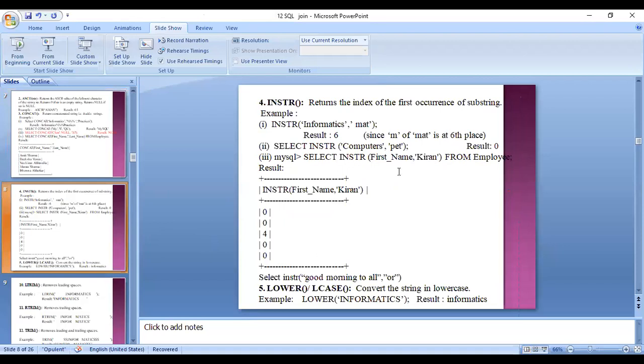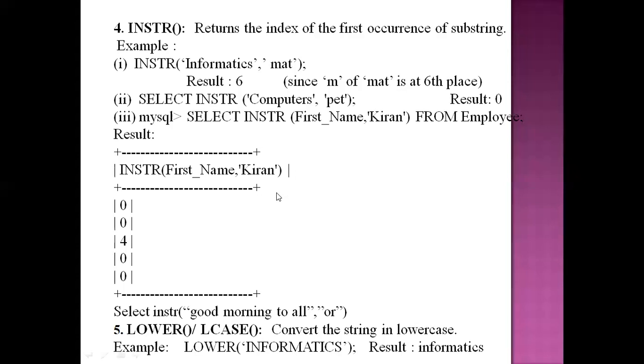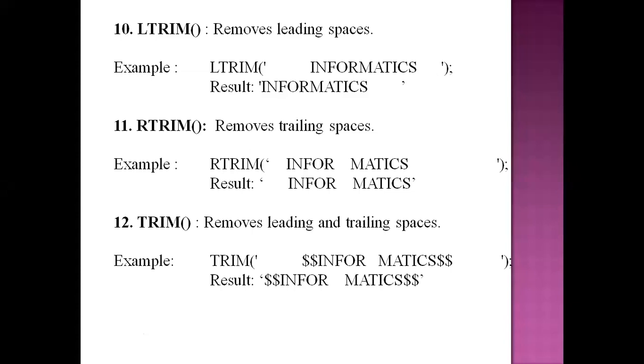Instr we have already done, and lowercase, uppercase we have already done. Now trim, rtrim, ltrim. What is the use of it? It removes the space: ltrim from the left side, rtrim from the right side, and trim removes both sides. See here, this is an example of trim. Space is here, and at the end also there is space. It will remove the space from the beginning and ending, and display the string after removing the space.